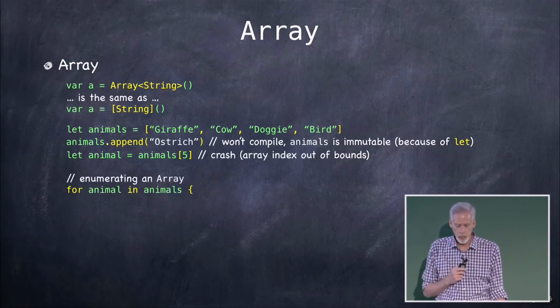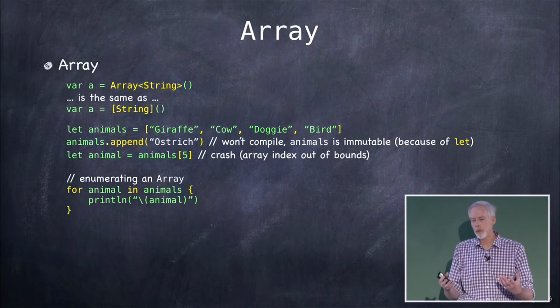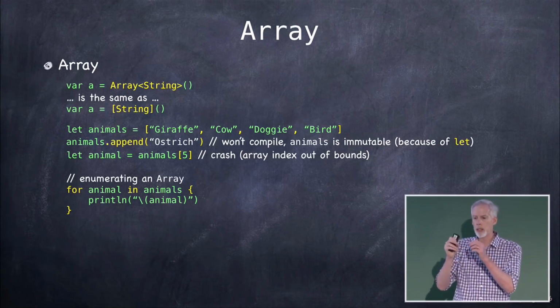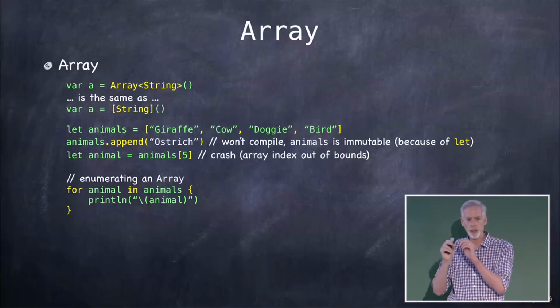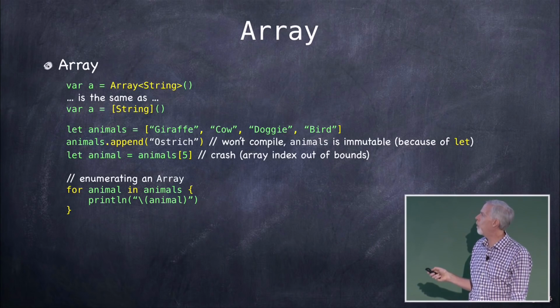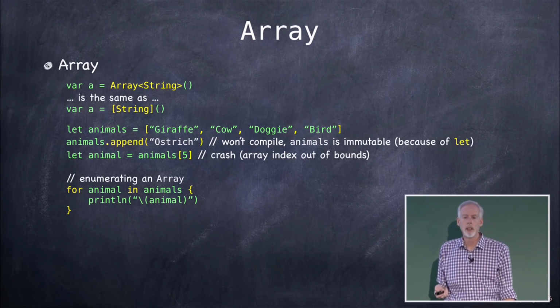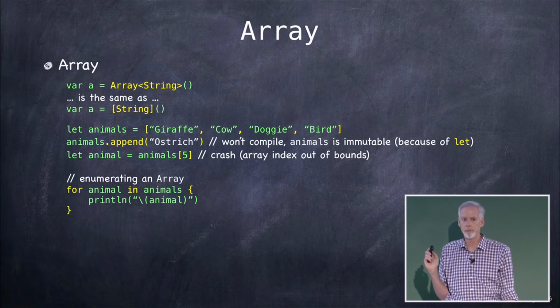Okay? How do you enumerate an array? I want to look at everything in the array. Yeah, I could do for with a range, 0, dot, dot, less than sign, the length of the array. But that's not how you would do it. You would just say for animal in animals. Okay? This is going to loop through, and this local variable is going to be assigned each of the animals. Okay? That's how you enumerate an array.